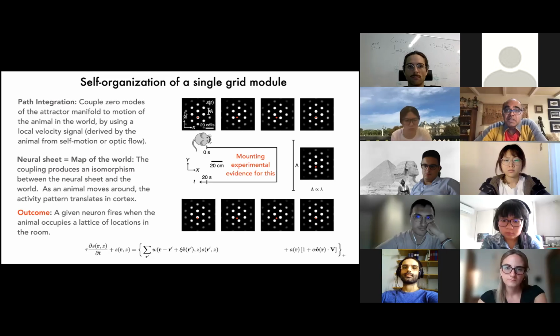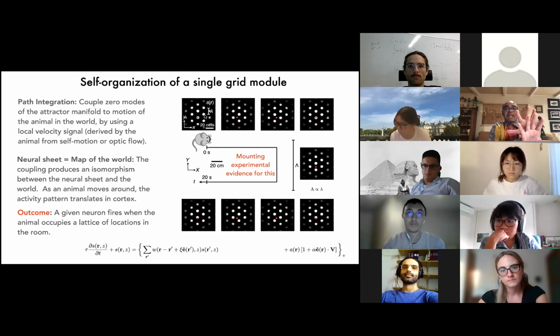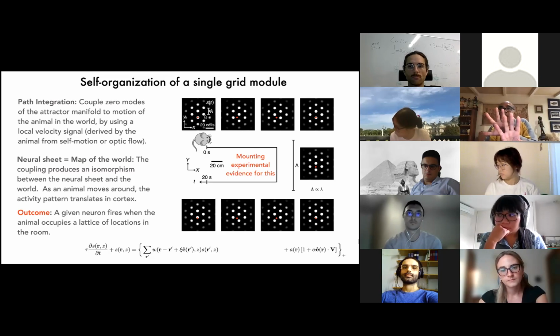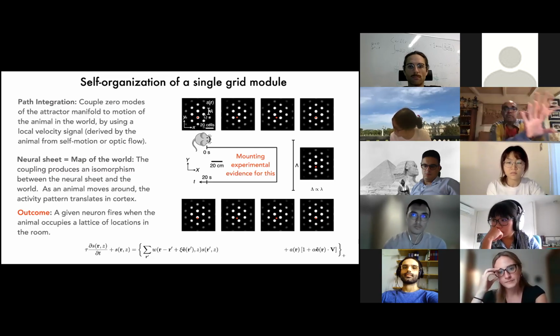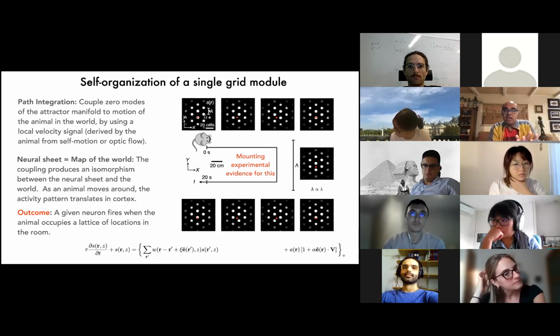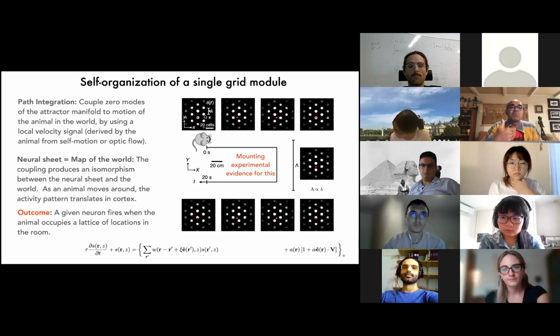And then what happens is that this triangular lattice of activity is coupled to the motion of the animal in the world. So if the animal moves to the right, the whole pattern in the cortex moves to the right. If the animal moves up, the whole pattern of activity in the cortex moves up. So you couple them together. In this way, the neural sheet becomes kind of equivalent to a map of the world. You might say that the coupling produces an isomorphism between the neural sheet and the world, translating the pattern around.